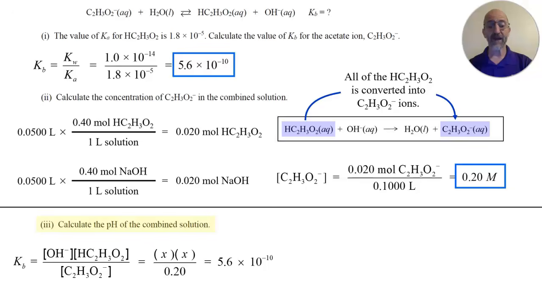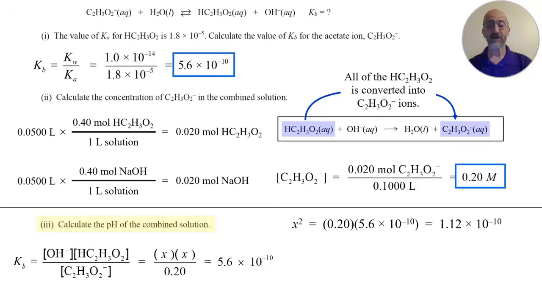Now, if we solve for X, that's going to be the concentration of the hydroxide ion. Remember, if you get the concentration of the hydroxide ion, it's going to be negative log to get the pOH, and then 14 minus that value to get the pH. First, let's solve for X. So X squared is equal to 0.2 times 5.6 times 10 to the negative 10.